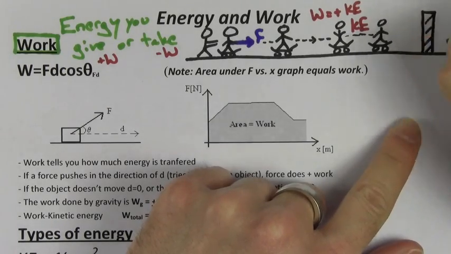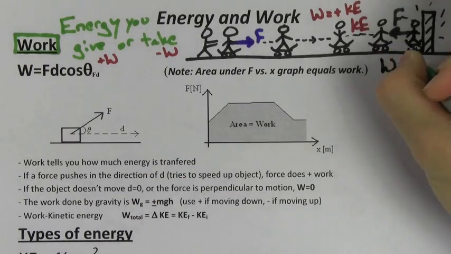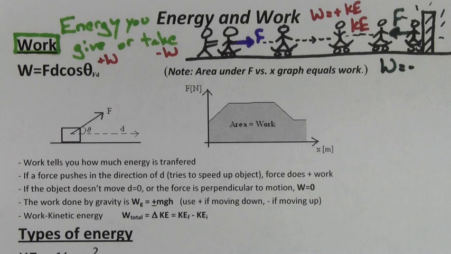If your friend runs into a brick wall which stops him, the brick wall did negative work since it took energy away. So the work done by the brick wall was just negative KE. This is one way to determine how much work was done. Just figure out how much energy was given or taken away.